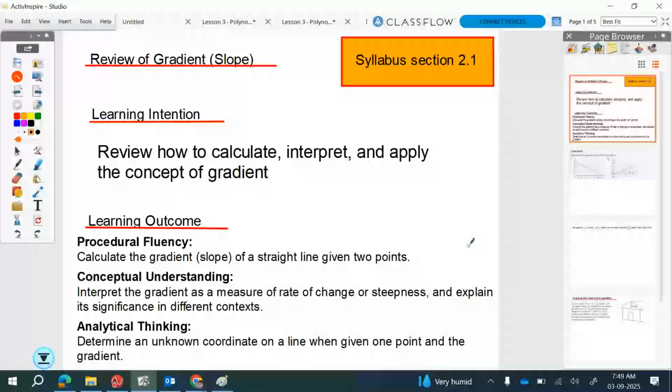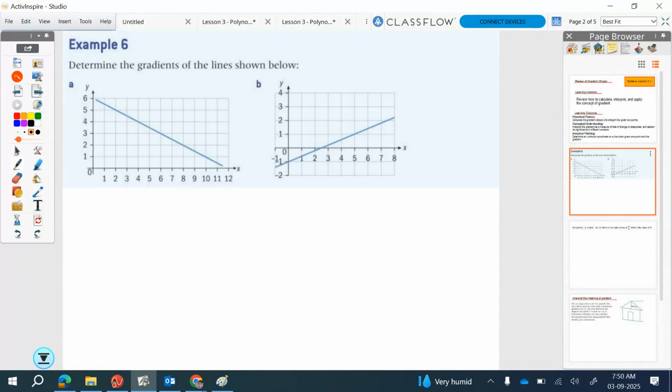Okay, today we are reviewing the concept of gradient. Our important thing to do today is to be able to calculate, interpret, and apply the concept of gradient. Hopefully, everybody should have seen the idea of gradient or slope before. I think we do it from grade 8 onwards, and it comes back a few times. So let's have a look at this one. Let's see what we know.